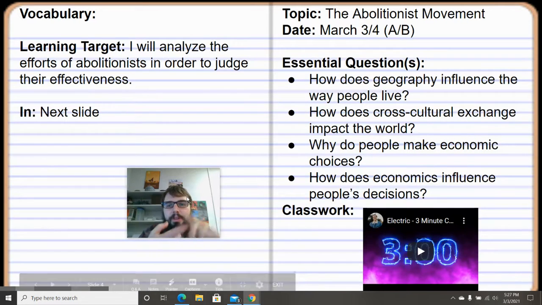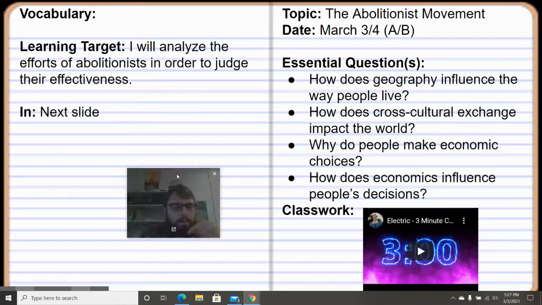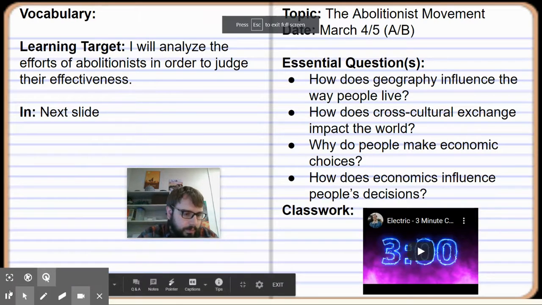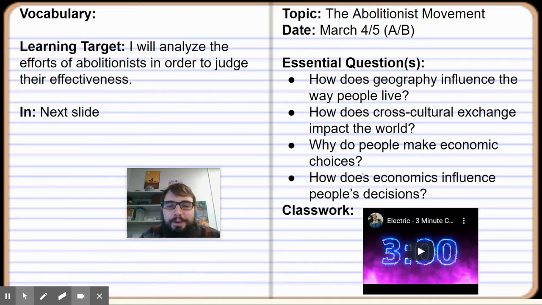Today's date will be the 3rd. No, it won't. Let me pause and fix that. It has been fixed. Sorry. Today's date is March 4th if you're A Day or one of the online groups, or it is March 5th if you are on B Day.